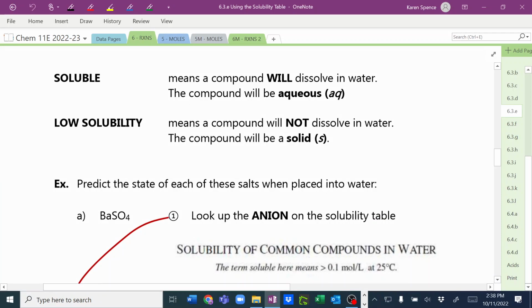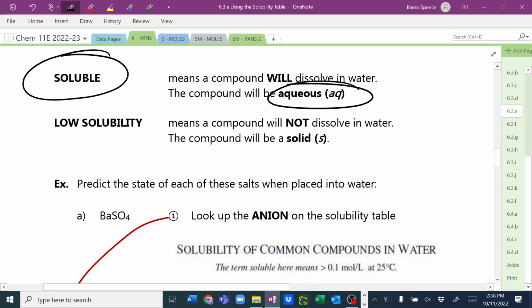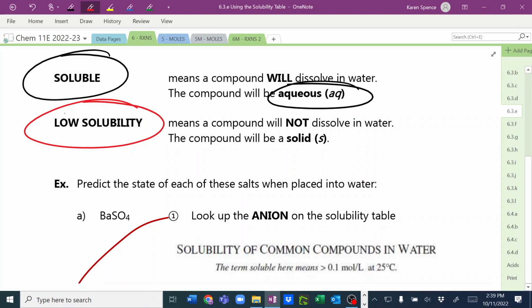Soluble. Are we familiar with the term soluble? Yes, it means a substance will dissolve, in this case specifically in water. So, soluble means aqueous. Low solubility means it will not dissolve in water, and if it will not dissolve in water, then what state would it be? Solid. And in these cases, we're all talking about ionic compounds. And remember, what state are ionic compounds normally at room temperature? They're all solid. So we're looking at them and we're saying, is this thing in water going to actually dissolve, or is it not going to dissolve?